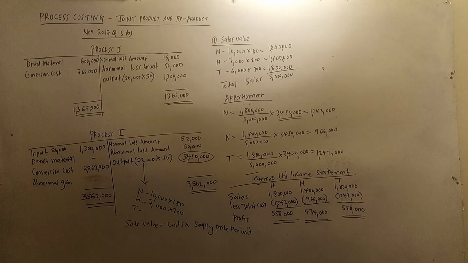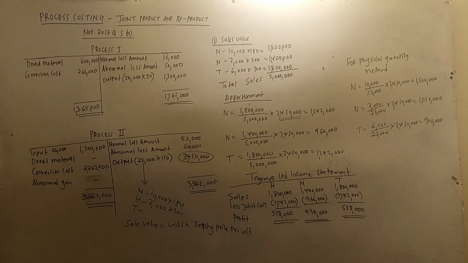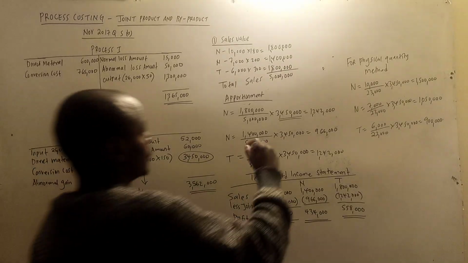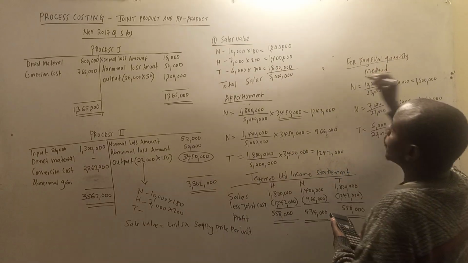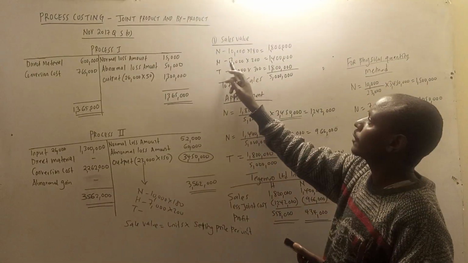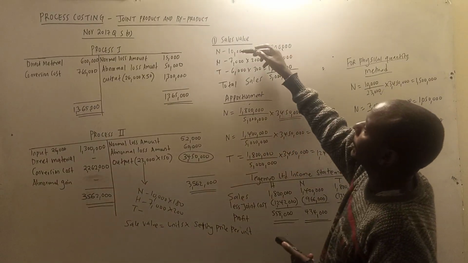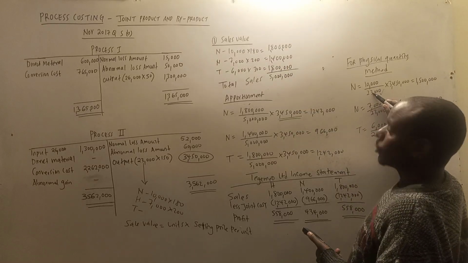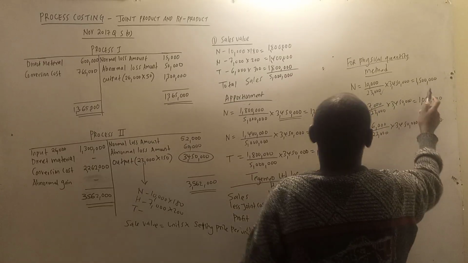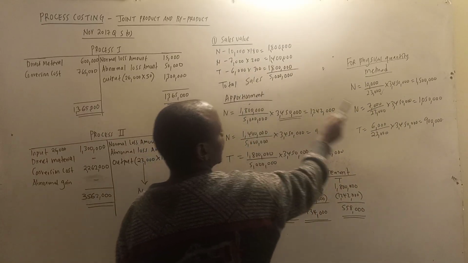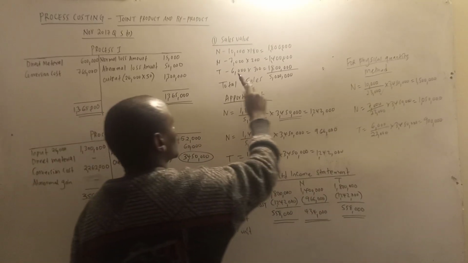Now, if you are to do the first method, the quantity method, where we use physical quantity, let me show you. When we talk about physical units, we take the number of units, for example 10, 7, and 6. We add 10 plus 7 plus 6, which is 23 total. So we take 10,000 divided by 23 times that 450, and you get your cost. Repeat for the same, 7 divided by 23 times that 450. You also do for 6,000.